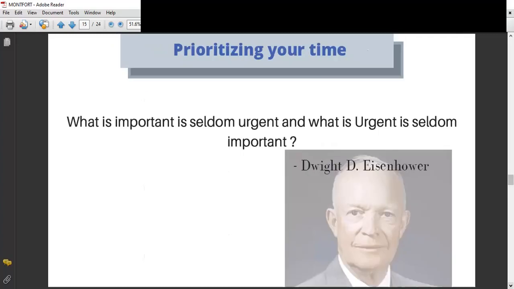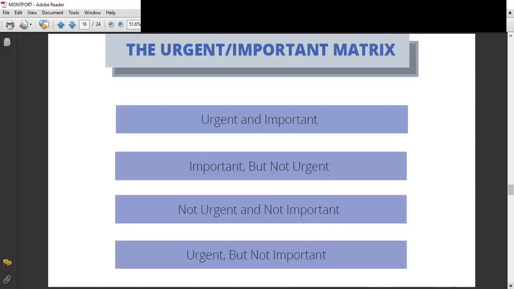Now, what is important? That is prioritizing your time. How can you prioritize your time? Eisenhower has said, what is important is seldom urgent, meaning it is not always urgent for us. And what is urgent is seldom important. Sometimes the work is important, but it is not urgent for us. The urgent-important matrix: just now I was briefing you on that, that sometimes some works are urgent for us, sometimes some works are important for us. So we should understand the difference between these two terms, urgent and important.